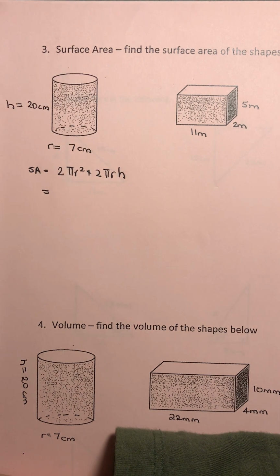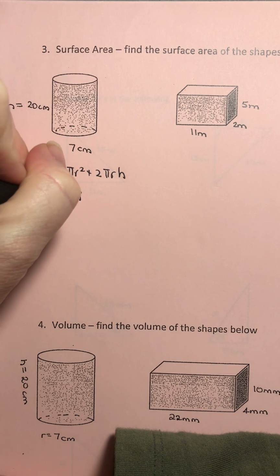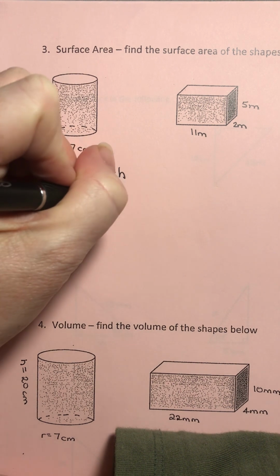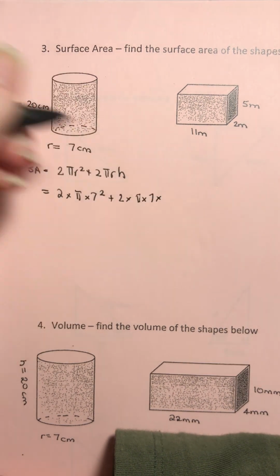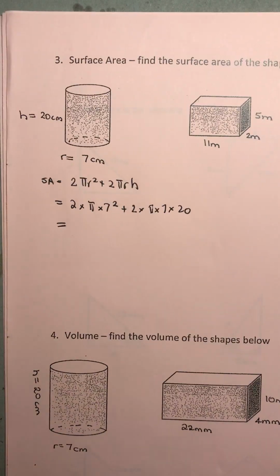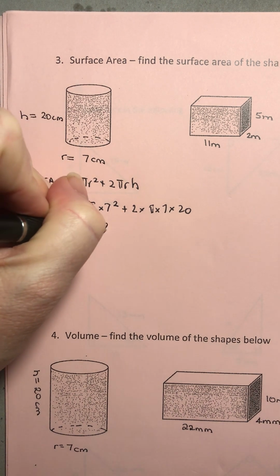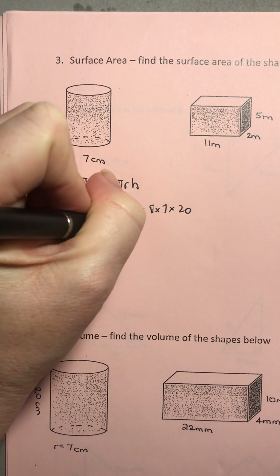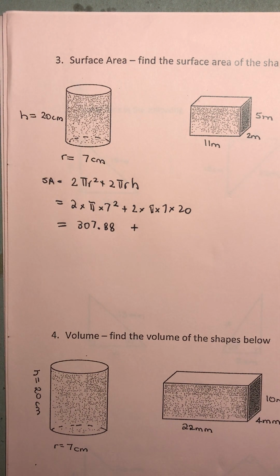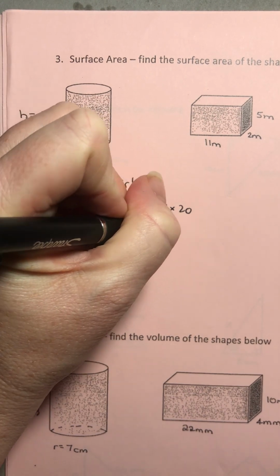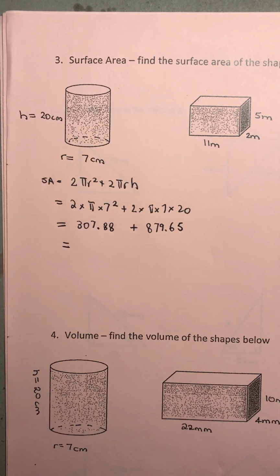In the exam, my students will be getting a formula sheet, and that will be on their formula sheet. In this case, I've been given my radius and my height, so I'm going to do 2 times pi times 7 squared plus 2 times pi times 7 times 20. So I'm going to grab my calculator and do that calculation, and I get 307.88 for the first part, and I'm going to get 879.65 for the second part, and then I'm going to add those two together.